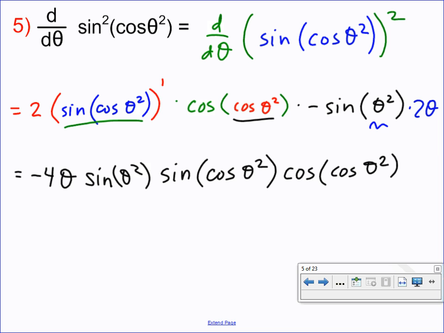And let's see what we got, everybody. Here's our negative 2 theta, 2. Here's our sine theta squared, our sine of cosine theta squared, and our cosine of cosine theta squared. Do we get them all? Yeah. All right.